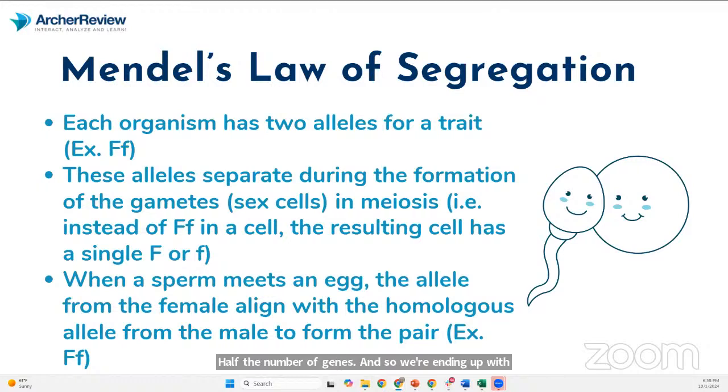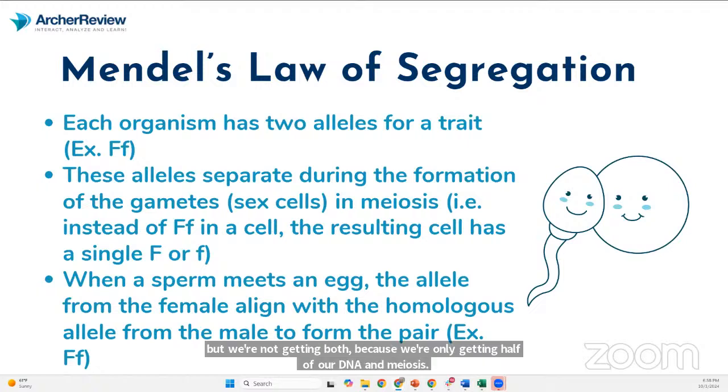Either, in our example here, a capital F or a lowercase f, but we're not getting both, because we're only getting half of our DNA in meiosis. So a sperm might have a capital F, and an egg might have a lowercase f.